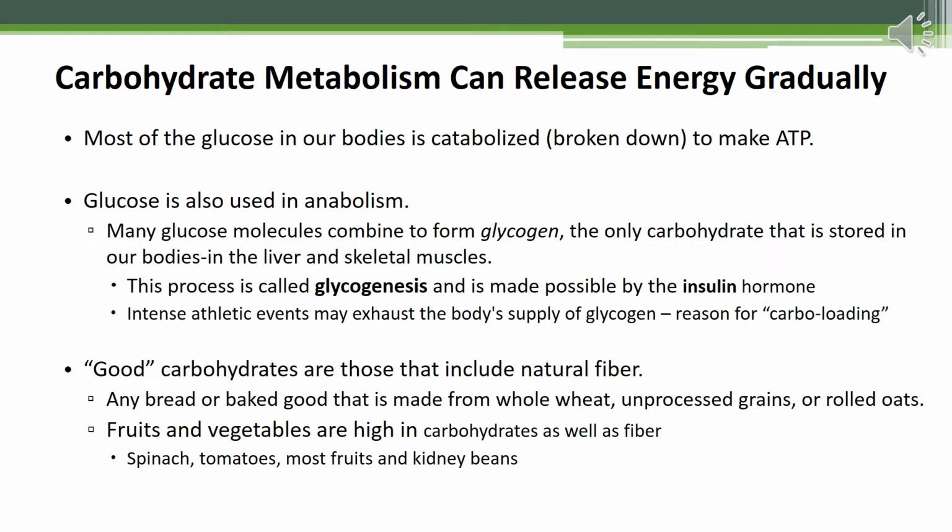Good carbohydrates are typically those which include natural fiber, and foods high in fiber include any bread or baked good that is made from whole wheat, unprocessed grain, or rolled oats. This is because the processing of these grains breaks down the fiber before we eat it. Other foods high in fiber are fruits and vegetables, which would include spinach, tomatoes, most fruit, and kidney beans, and I would say beans in general are a pretty good source of fiber.